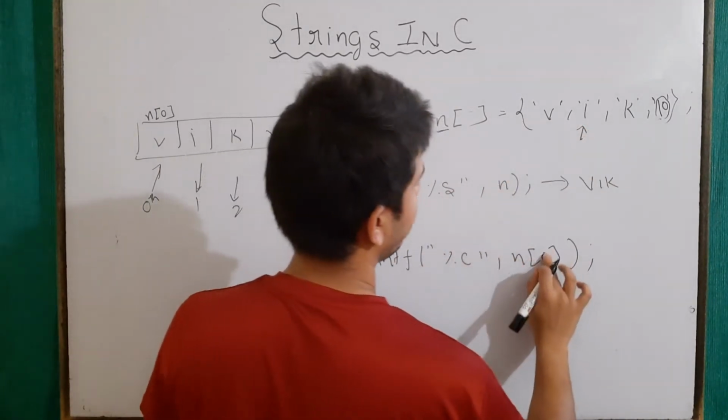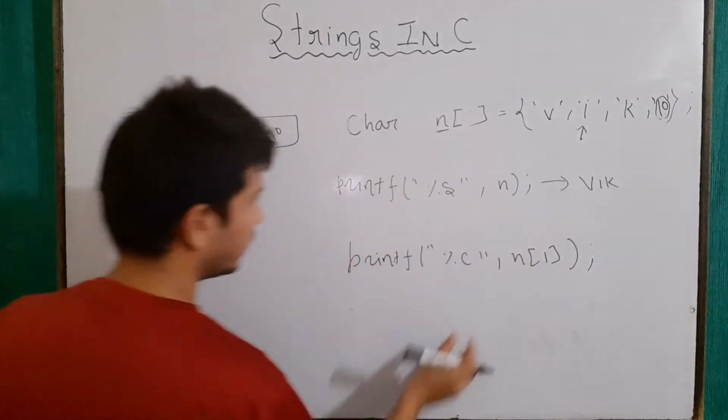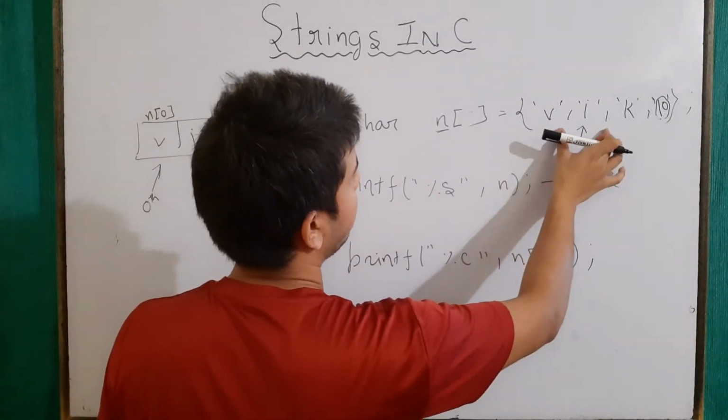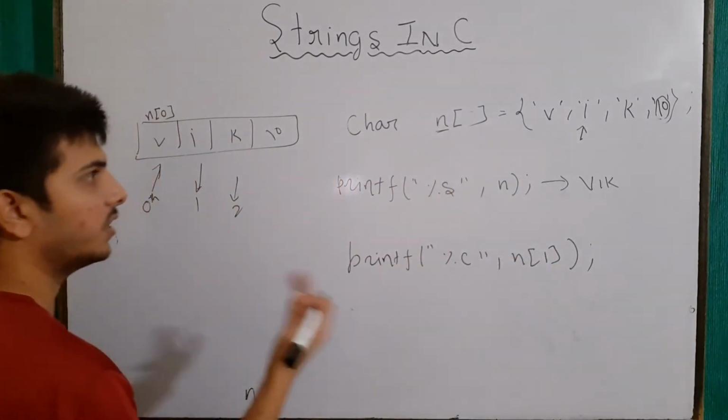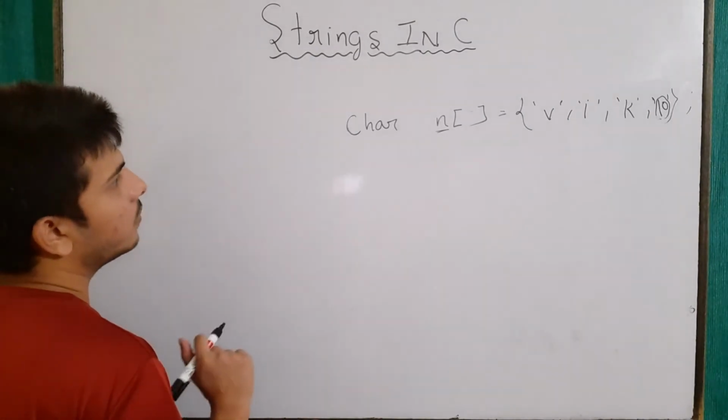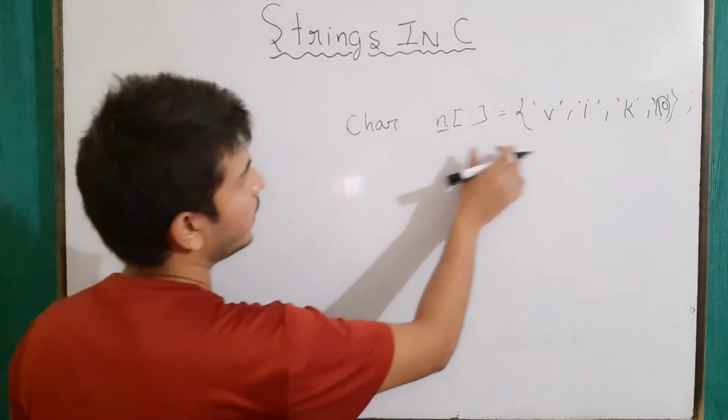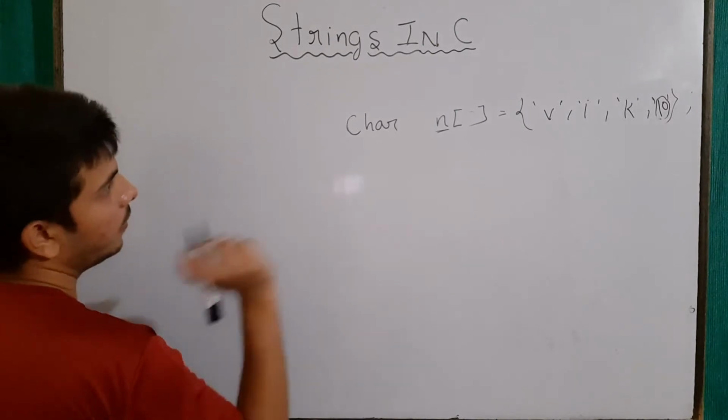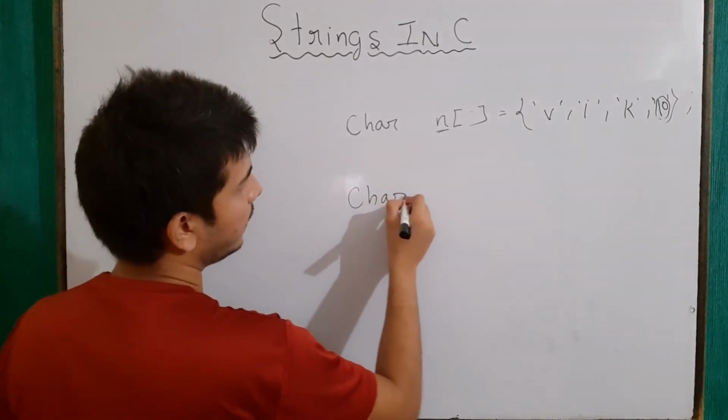For fetching I will write here 1. Okay, so this is how we use the particular element of the character array or string. Now C provides another way for initializing our string, which is without using curly braces.